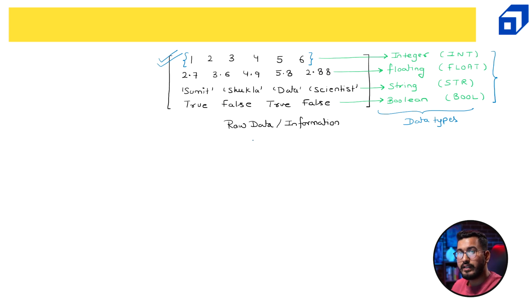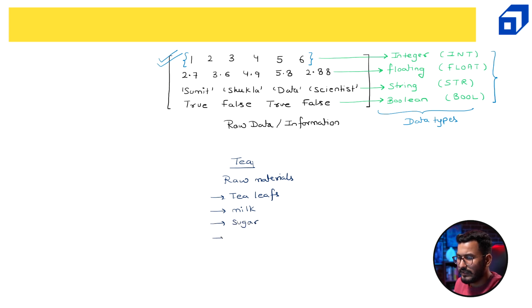Before we process this data, we need one more thing. Let's take a very simple example. Let's say I have to prepare tea. What all components do I need, what all raw material do I need? So let's quickly write down the raw materials. The very first thing is tea leaves. I need maybe milk. I need sugar. I need water. I need, let's say, ginger. What else? Maybe you need a stove also.